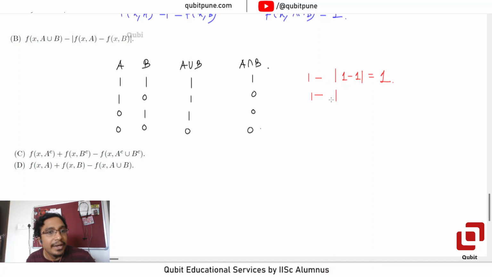Okay, x comma a is 1. x comma b is what? 0. We are getting 0. Okay, so this will come in it as well. Same thing here, because it's mod.